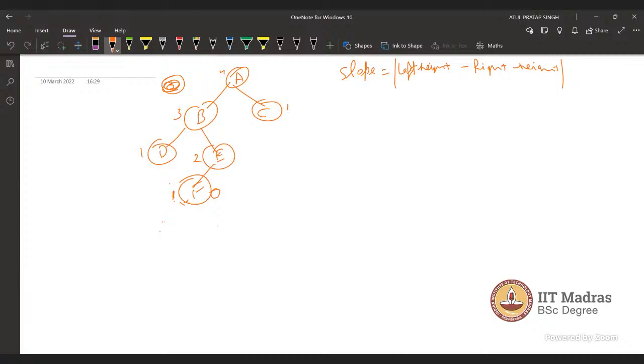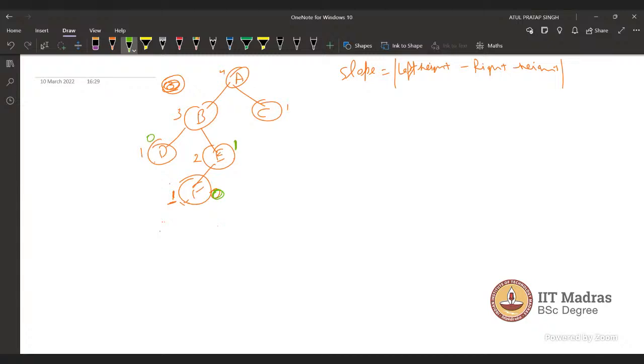So what is the balance factor for E? The height of the left child is 1. What is the height of the right child? There is no right child, so we consider that 0. So 1 minus 0 is 1. For the other nodes, 0 minus 0 is 0, so the balance factor is 0.